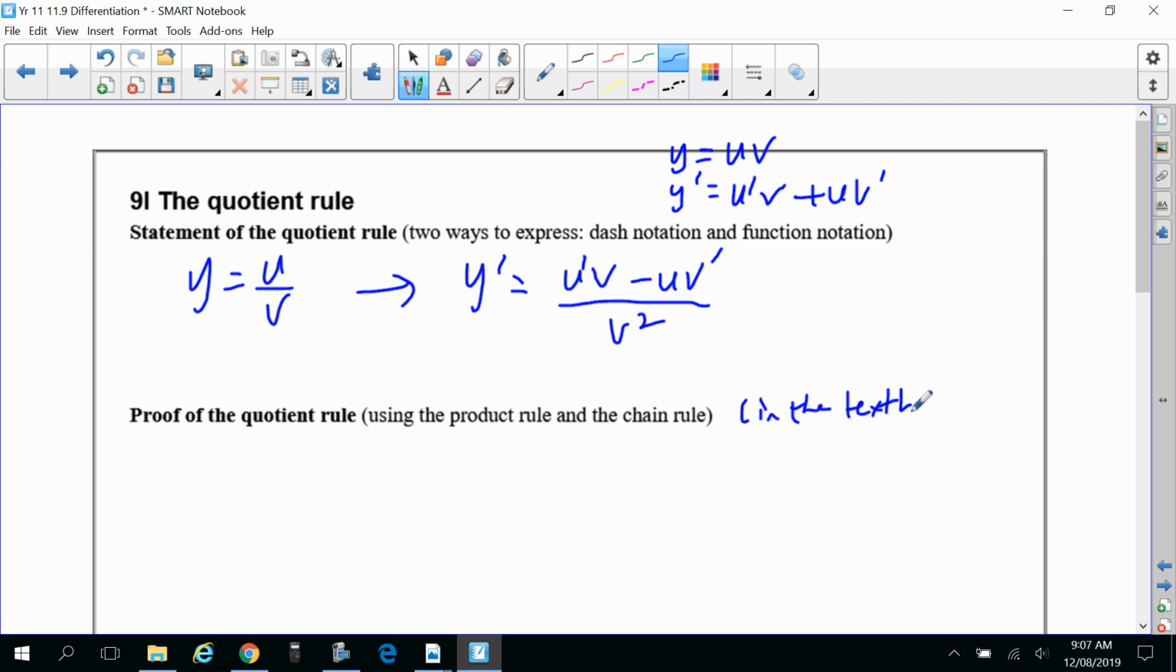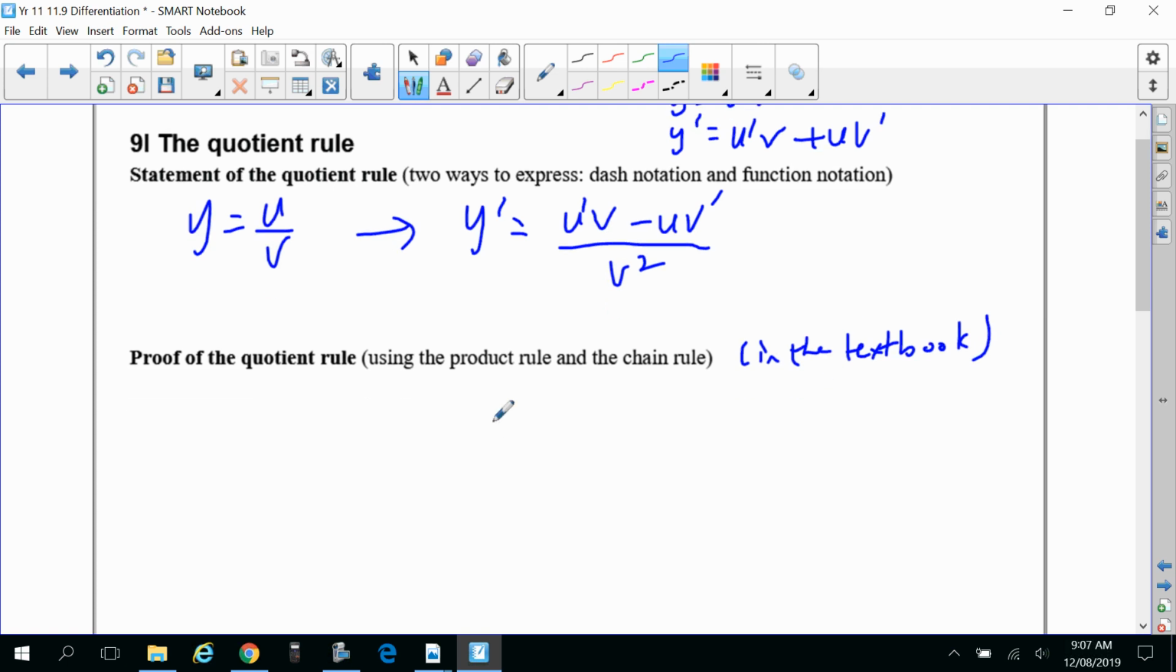I'll just show you where the quotient rule comes from, from the product rule. All right, let's try to prove it. Again, I don't think the proof is examinable, but it's interesting to know. So you can write u over v as u times v to the power -1, right?